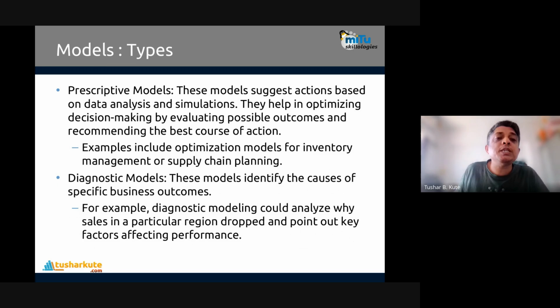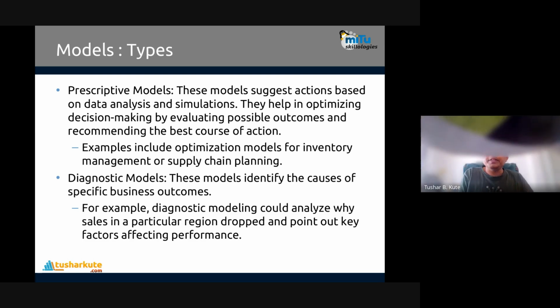Then next we have prescriptive models. These models suggest action based on data analysis and simulation. Prescriptive, course of action. I just mentioned it, and in the previous session also we talked about it. A course of action can be suggested based on this. This is called a prescriptive model. They help in optimizing decision making by evaluating possible outcomes and recommending the best course of action out of it.